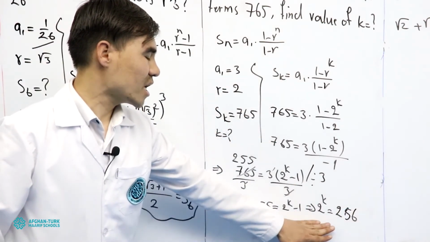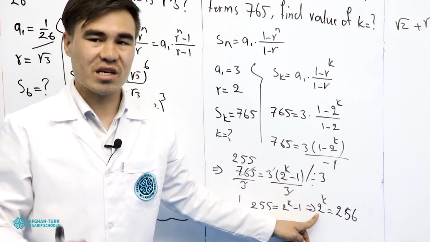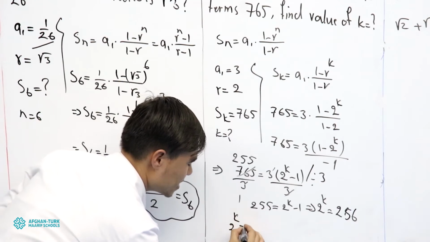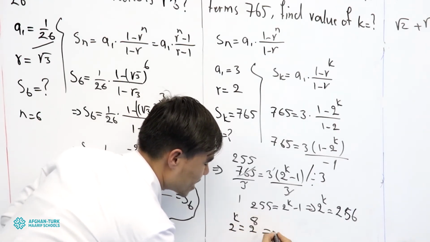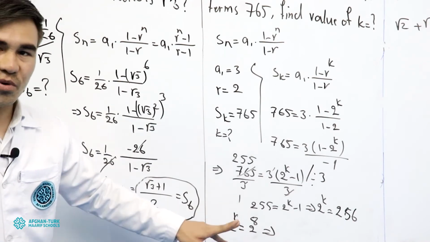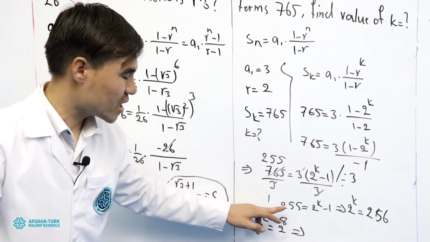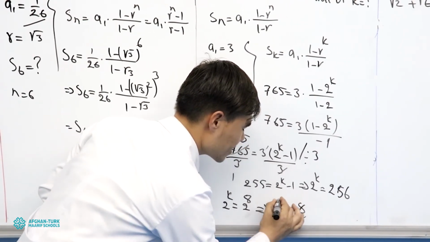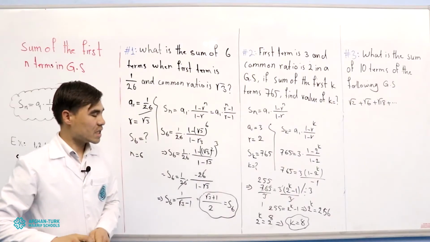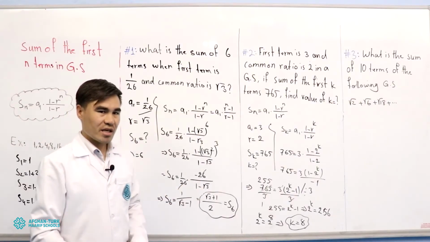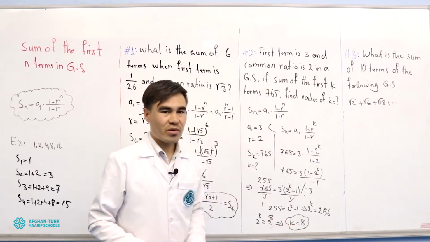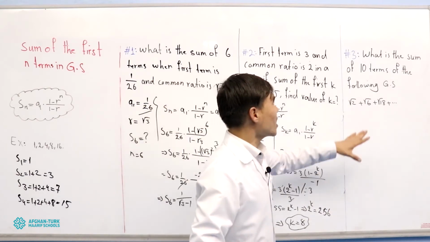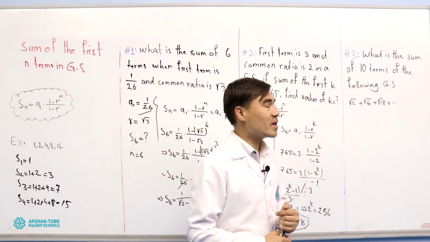256. Here, according to the base, I can write 256 as 2 to the power of k is equal with 2 to the power of 8. According to the properties of exponentials, when the bases are equal, the exponents are equal. Here, k will be the number 8, and we could find the value of k very easily. The value of k is equal with 8 according to the given details and the geometric sequence. Very good. Okay, dear students, let's check the third example.